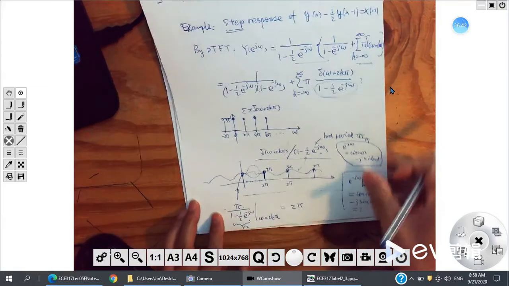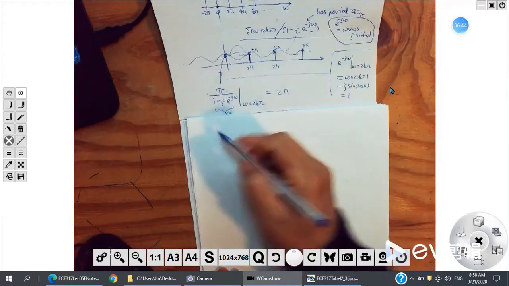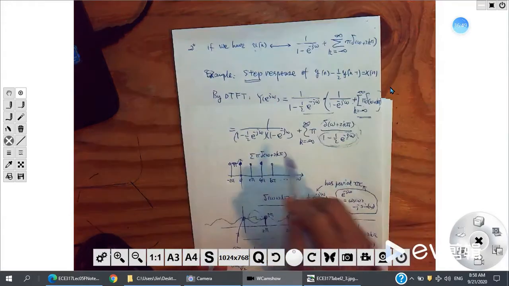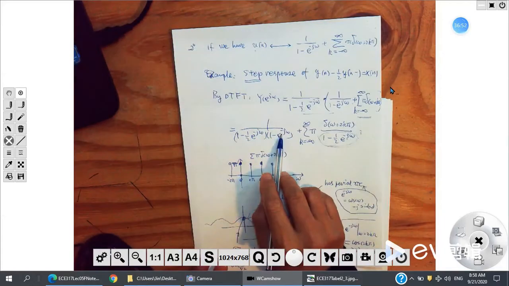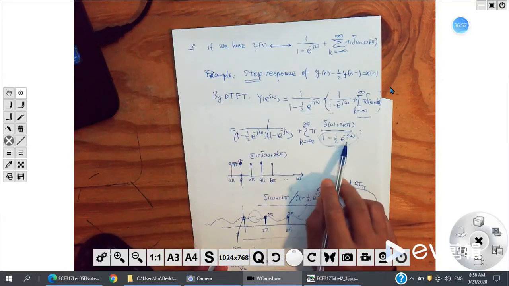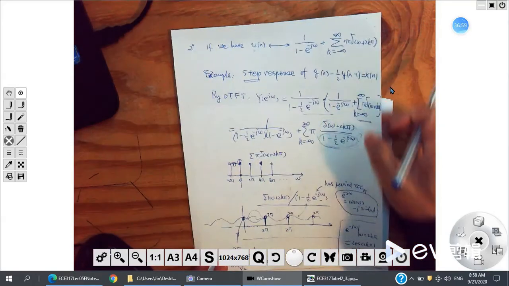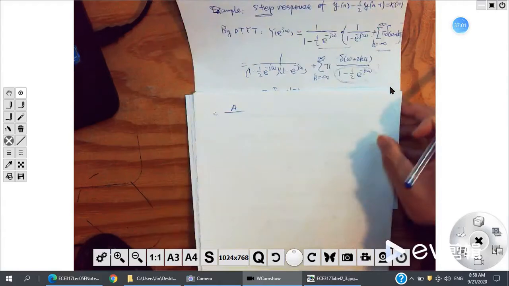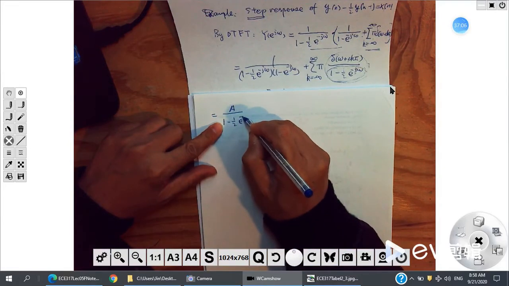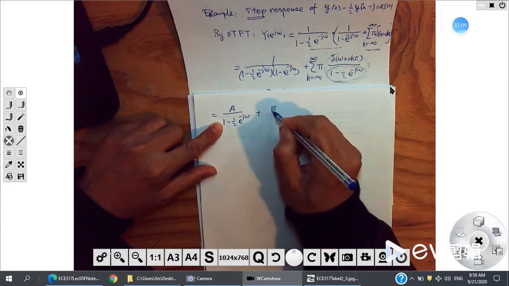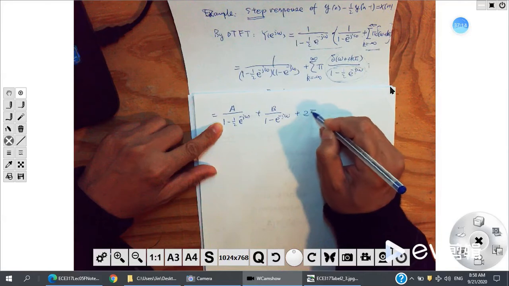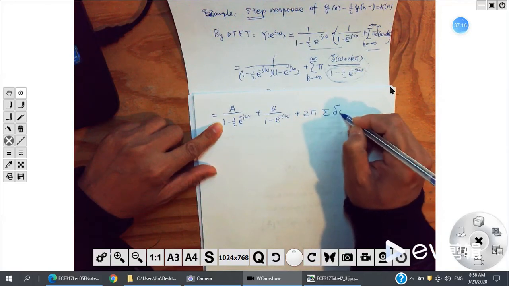And so we can have the result like this. I need to perform partial fraction for this part and keep these, but we know pi over these is actually 2 pi. So it will be a over 1 minus 1/2 e to the negative j omega plus b over 1 minus e to the negative j omega, and plus 2 pi times the summation of all these impulses.